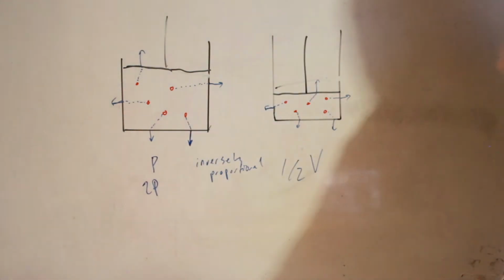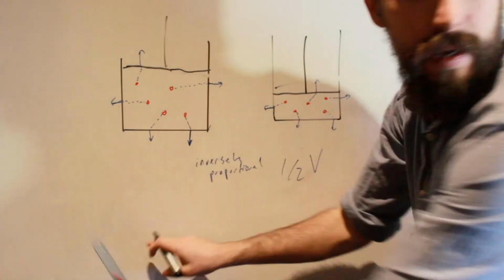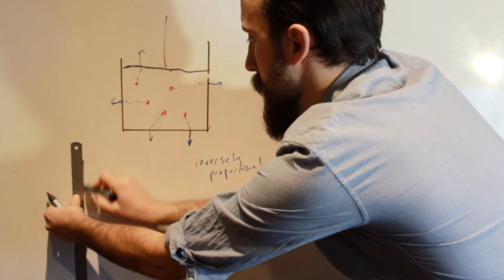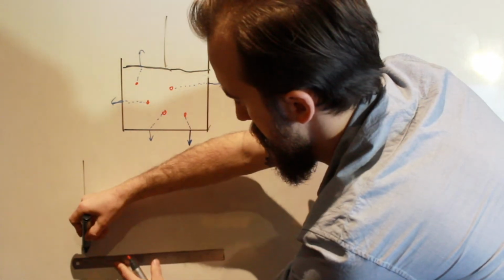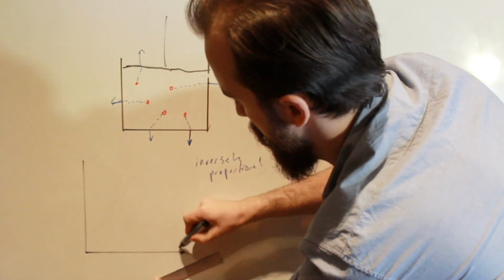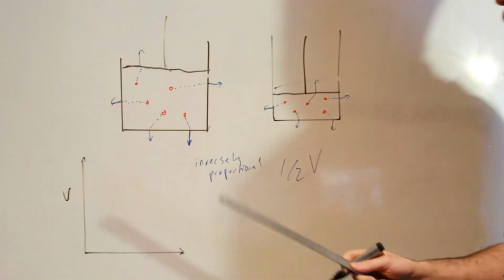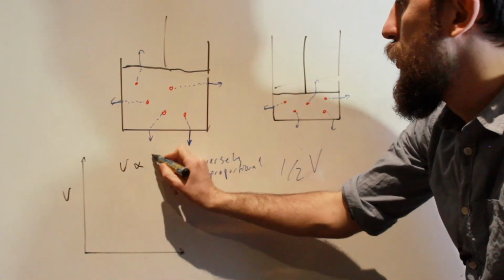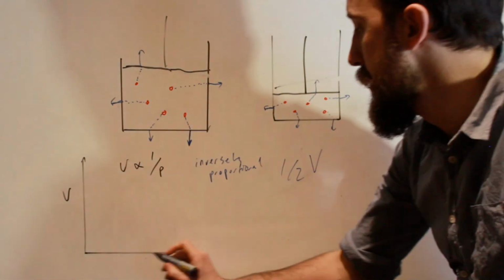If I draw an axis real quick, down here. Right. So I've got a y-axis, and I've got an x-axis, like so. If I put volume on my y-axis, now it's inversely proportional. So that means that volume is directly proportional to 1 over the pressure. And that's what I put down the bottom here.